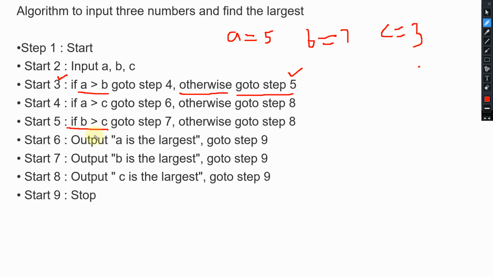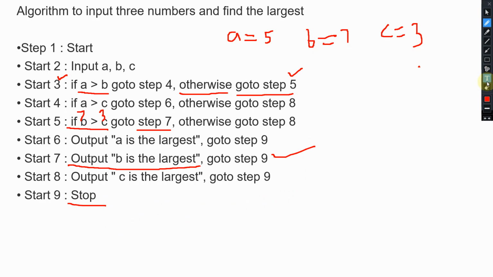So what will happen? Control will immediately check this value 7, which is B, with the value of C, which is 3, and since 7 is more than 3, it will immediately go to step 7. On step 7 this output will get printed, that B is the largest one, and followed by this, go to step 9, and at step 9 the process will terminate.